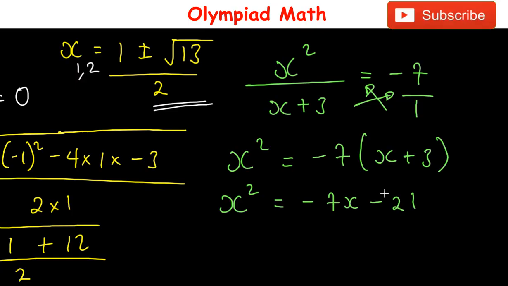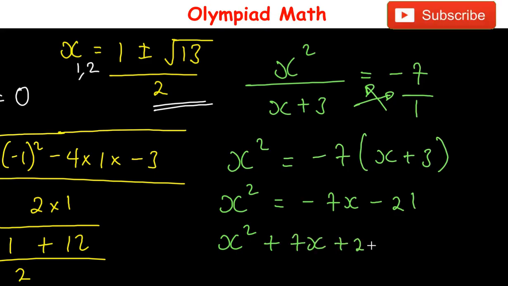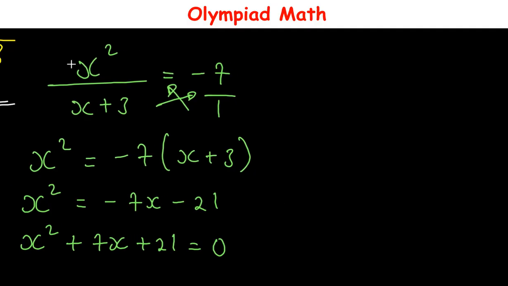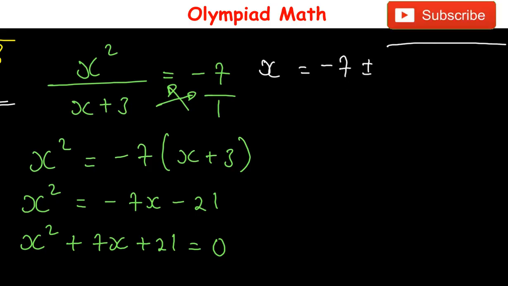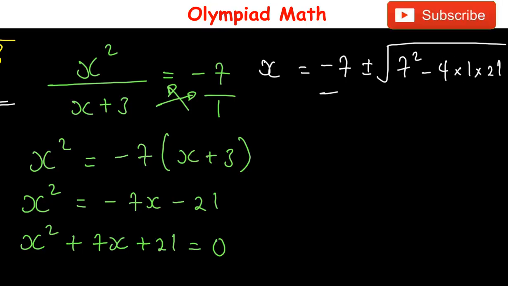So we can then rearrange this equation as x squared plus 7x plus 21 equal to 0. So solving this equation, making use of the quadratic formula, we have x is equal to minus b, b is plus 7, plus or minus the square root of b squared, b is 7, so 7 squared minus 4ac, a is 1, c is 21, divided by 2 times a is 1.